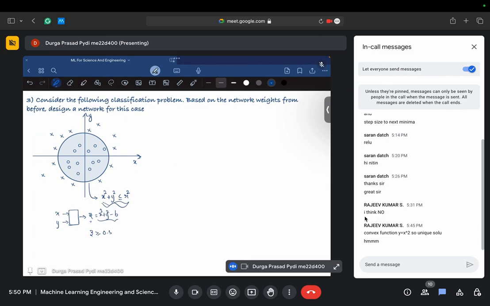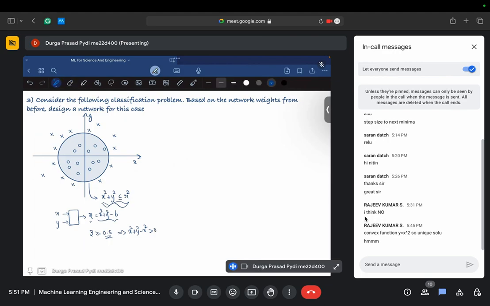So in that way, z greater than or equal to 0.5 will ensure that x square plus y square... it's like this corresponds to one scenario where x square plus y square minus r square is positive, and the other one will correspond to the negative. So this is what we are trying to do.